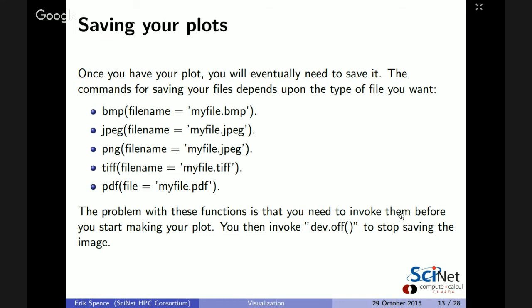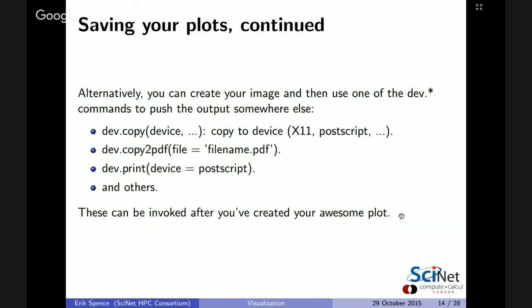Okay. The problem, again, with these functions is that you have to invoke them before you make your plot. You invoke them, then you make your plot, then you turn it off, dev.off, and it will create the file with the image in it. But you need to know ahead of time what you're doing. You can't turn that on after the fact, which is a bit of a drag, which is why you do it this way. You do your code, you're developing your plot, you're working on it. Finally, this is it, this is perfect. Dev.copy to PDF. That's what I use all the time. Dev.copy to PDF, file equals file name. Boom. Creates the file right there. One shot.